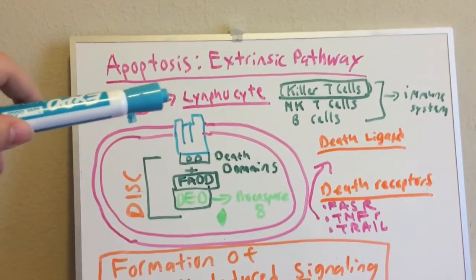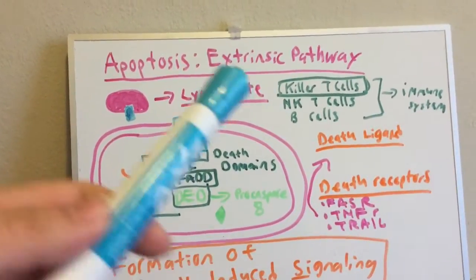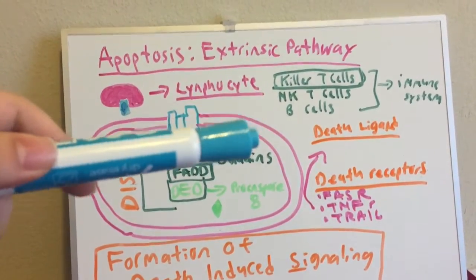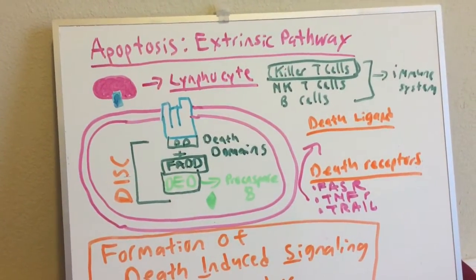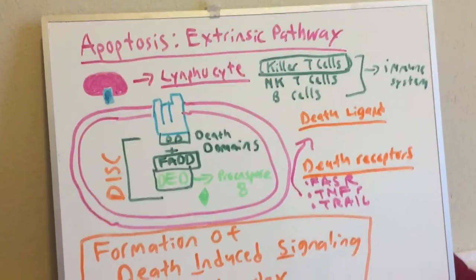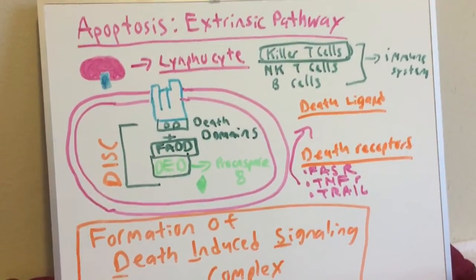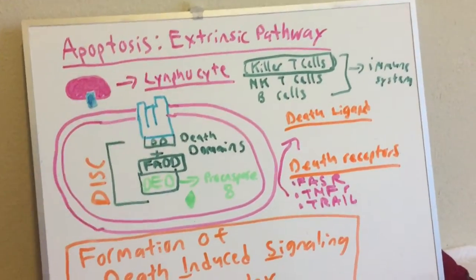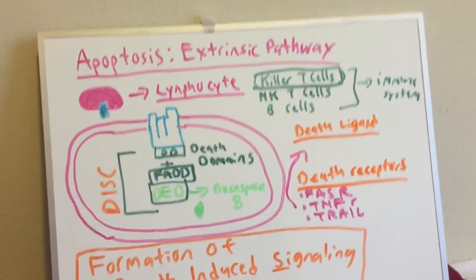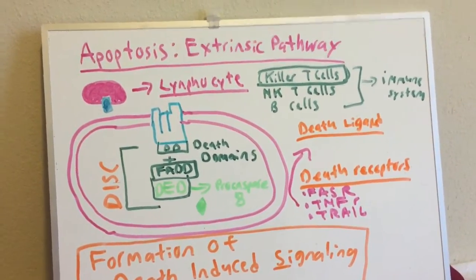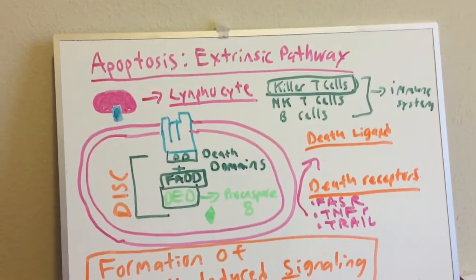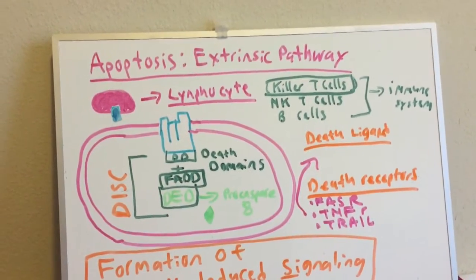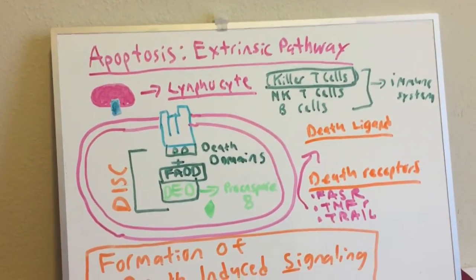Lymphocytes are part of the immune system, which consists of mainly these three: killer T cells, natural killer T cells, and B cells. These are usually used to combat viral, bacterial, and other pathogens. Natural killer T cells can also fight against cancer cells. But let's say, for example, we have a cytotoxic killer T cell as our example.